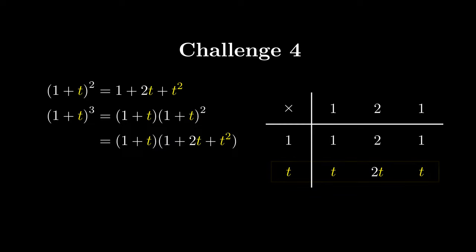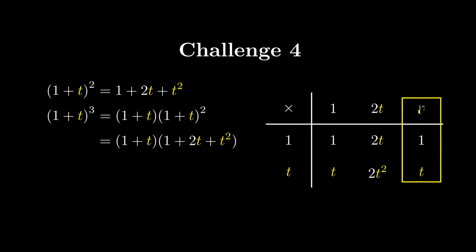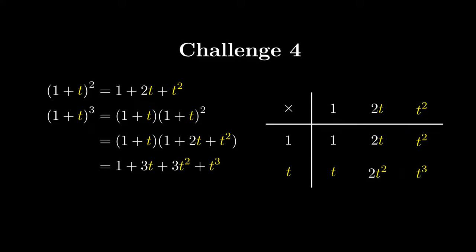In a similar fashion, the second column really represents 2t. This means we can multiply t on each of the terms in the column. Finally, the third column really refers to t squared. This means we can multiply t squared across each of the terms in the column. That is precisely our expansion for 1 plus t all cubed.